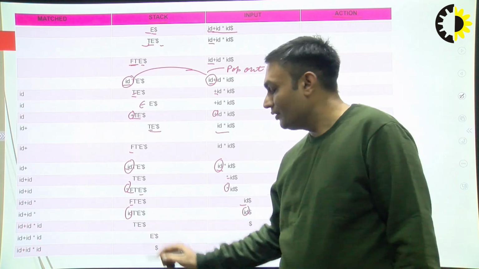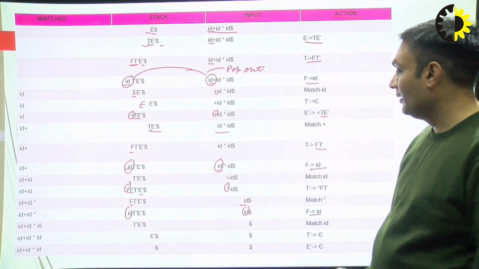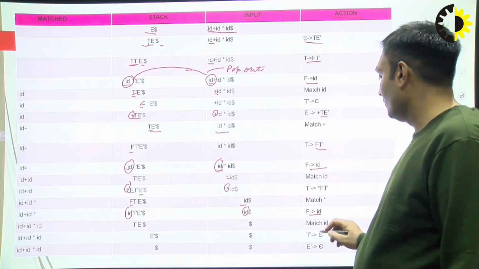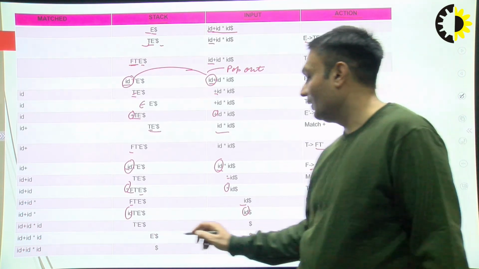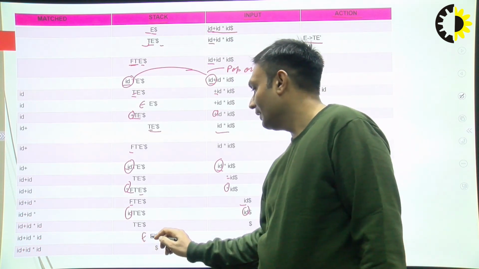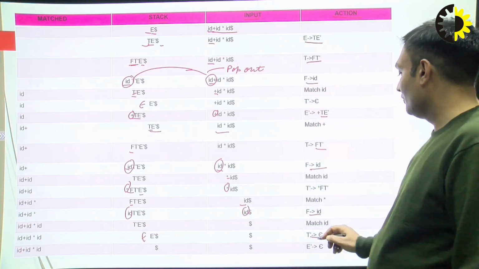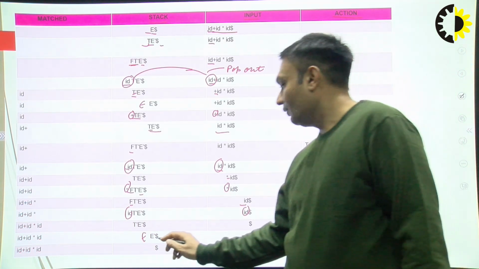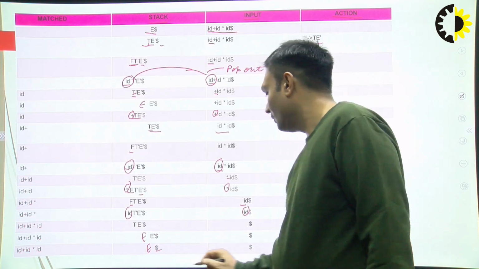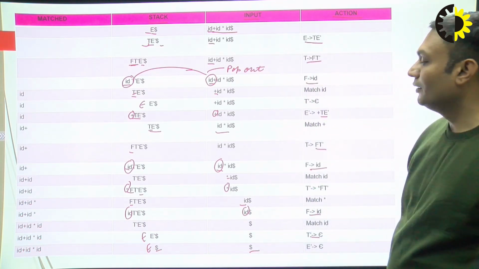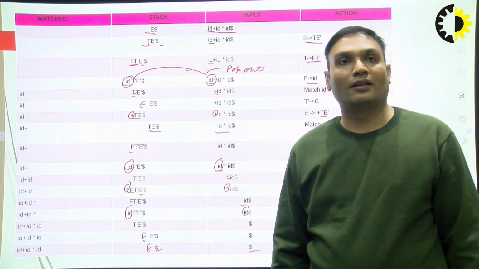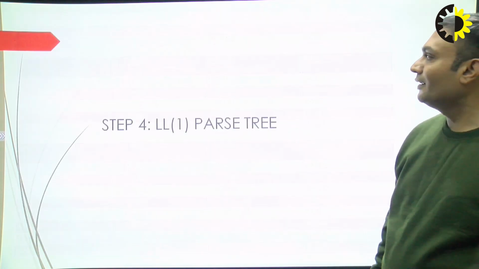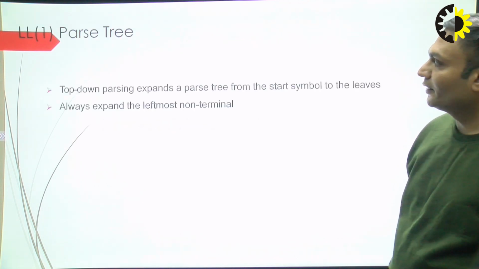Now this T dash E dash, T dash on dollar, there is a rule called T dash to epsilon. We will replace this with epsilon here. Then the remaining is E dash on dollar, there is a rule, E dash to epsilon, we will replace here. Now dollar, now the stack is empty. So all the string has been parsed. So now the next step is to make the parse tree.